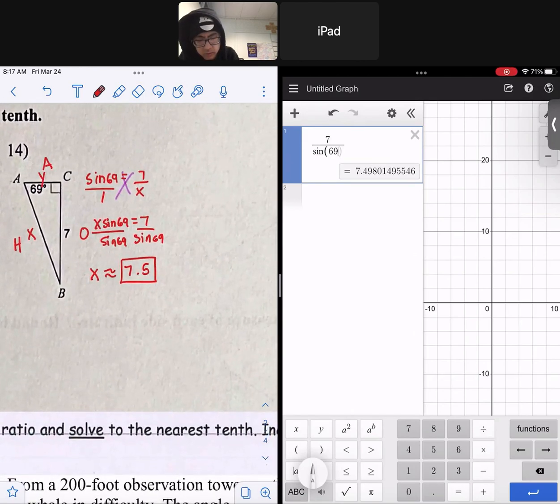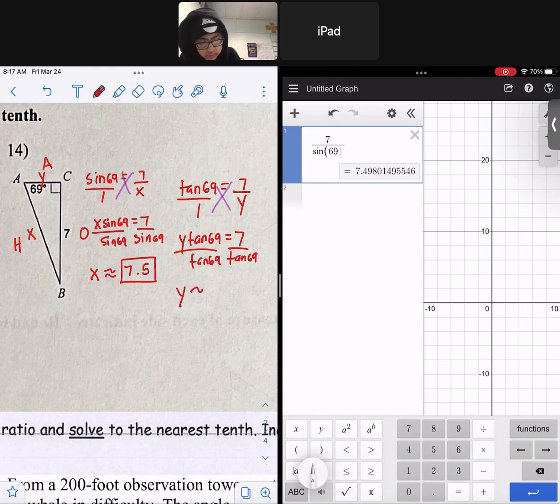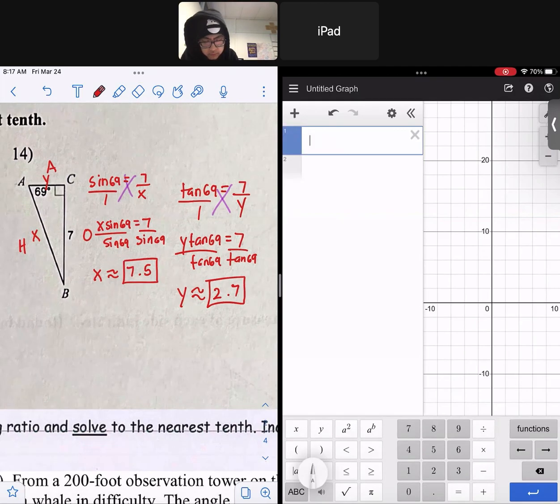Now, let's put this as y, right? There's information at the adjacent and the opposite side, so we're definitely going to be using tangent. Tan 69 equals opposite over adjacent. Cross multiply, y tan 69 equals 7. Divide both sides by tan 69. So y is roughly going to be 7 divided by tan 69, which is roughly 2.7. Okay, so there's that set.